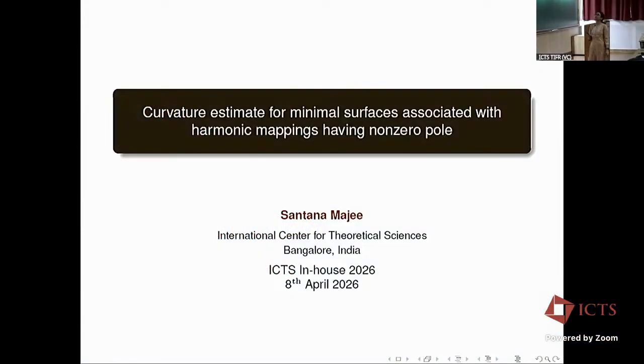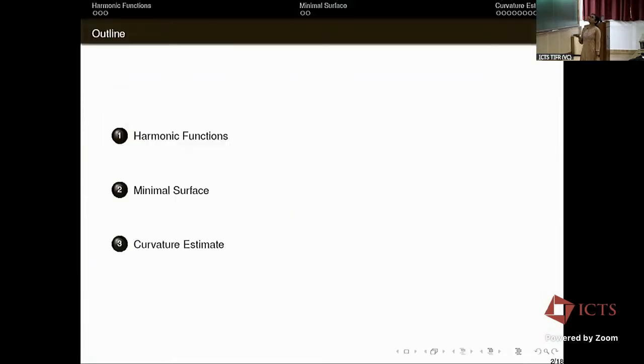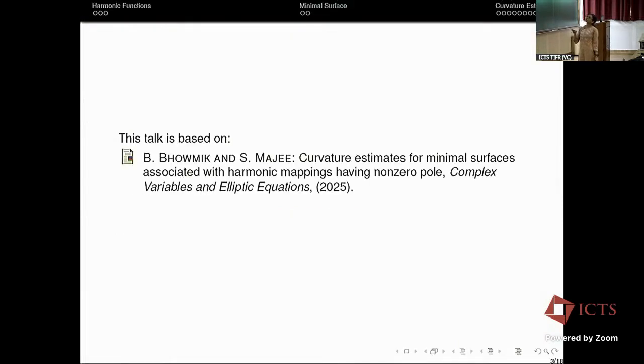Hello everyone. Today I will talk about curvature estimate for minimal surfaces associated with harmonic mappings having non-zero pole. So this is the outline of my talk, and the talk is based on this article, which is a joint work with Professor B. Bhaumik.